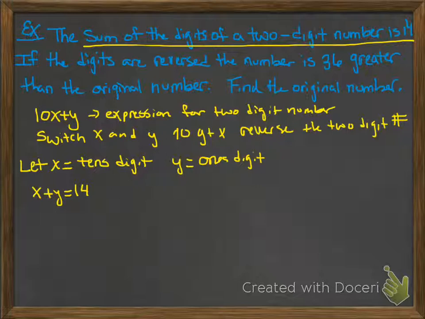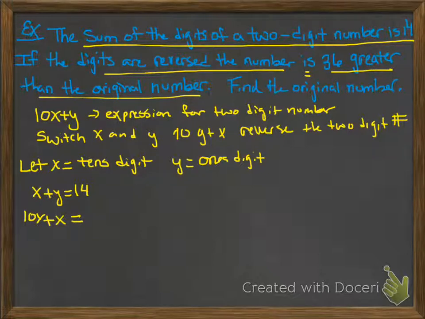Now my second statement says that if the digits are reversed, the number is 36 greater than the original number. So first I'm going to reverse the digits. So I'll do 10y plus x, which is, I reverse the digits, means equals 36 greater than the original. So 36 plus what the original number would be, which was 10x plus y.